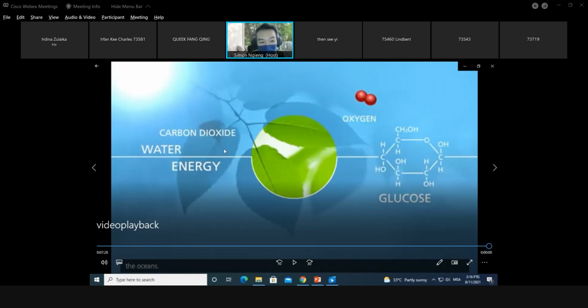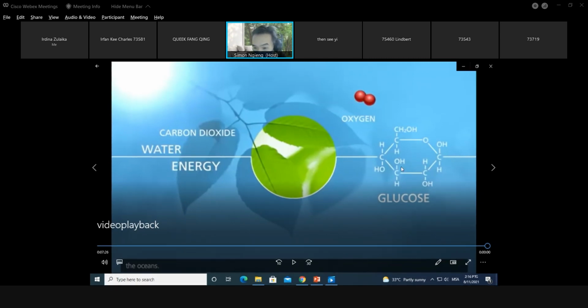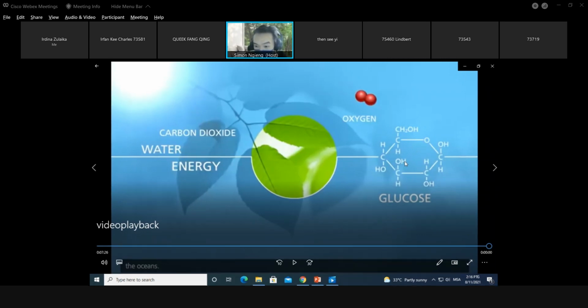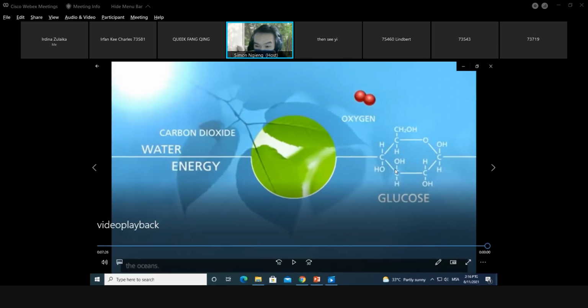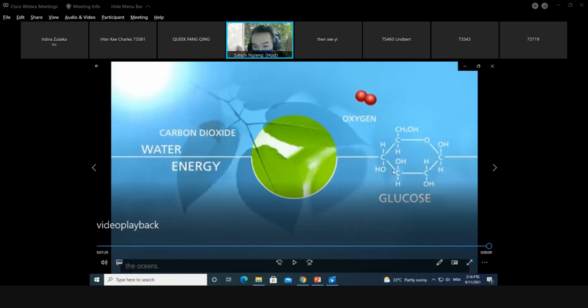Okay, so what the plant basically needs is energy, the energy coming from the sun, and also you must have water, and you must have carbon dioxide. Actually, our food, glucose, let's say for a vegetarian, for example, the main source of your glucose, which is this structure that you see here, the C here is actually coming from carbon dioxide.